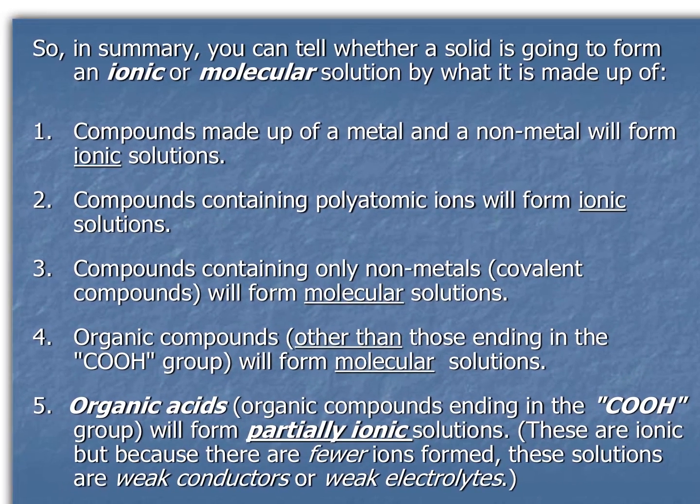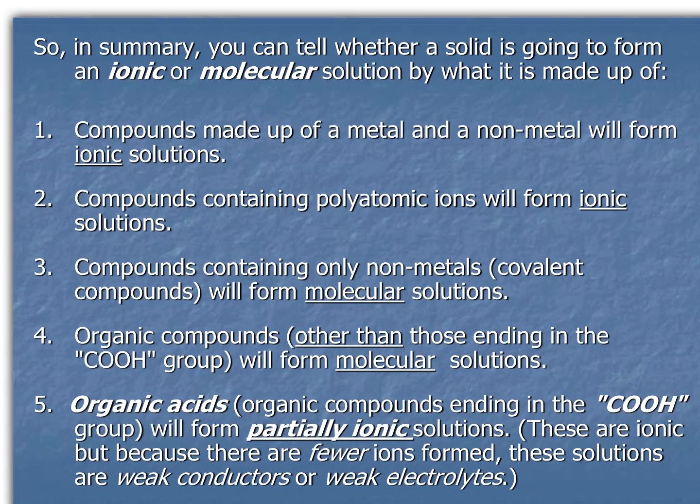So in summary, you can tell whether a solid is going to form an ionic or molecular solution based off what kind of compound it has. Compounds of a metal and a nonmetal will form ionic solutions. Compounds containing a polyatomic ion will form ionic solutions. Compounds containing only nonmetals will form molecular solutions.